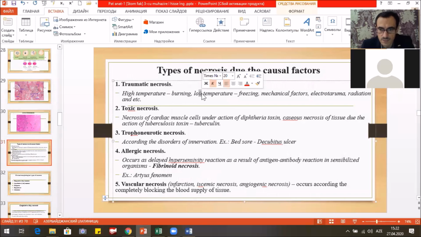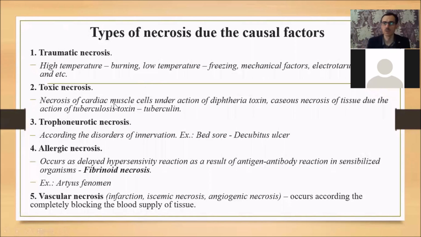The traumatic necrosis develops under the action of high or low temperature. Second one, toxic necrosis, the necrosis of the cardiac muscle cells, for example, under the action of the diphtheria toxin. We'll discuss it during the infectious diseases, or in tuberculosis in the lungs. There forms the caseous necrosis by the action of the toxin of Mycobacterium tuberculosis, tuberculin.